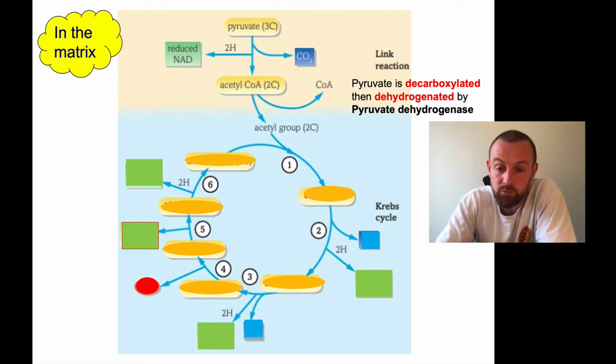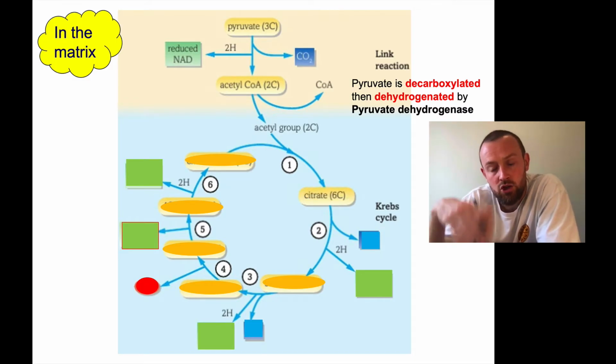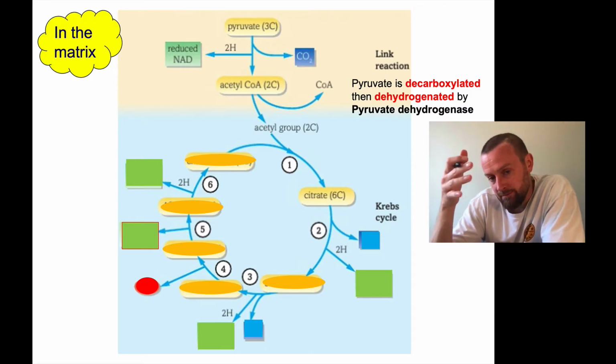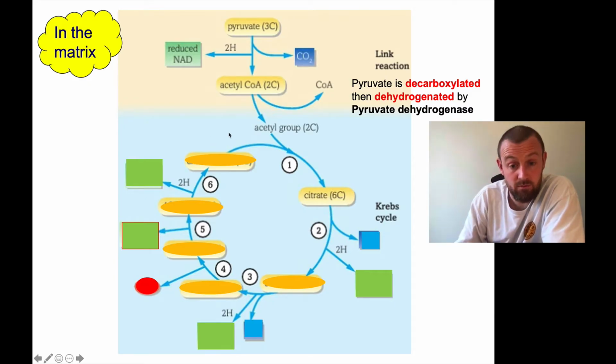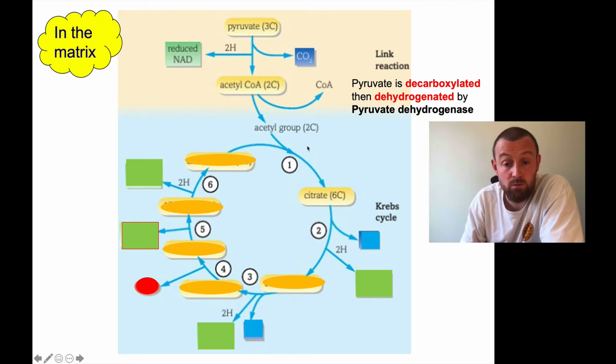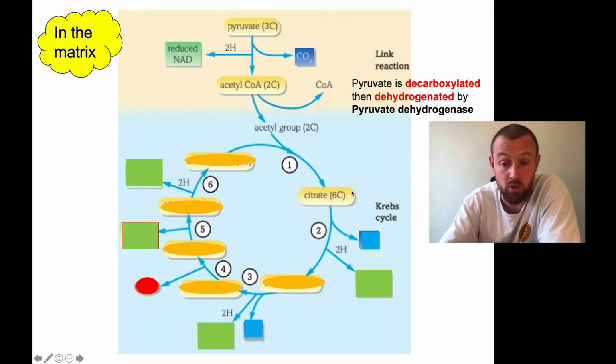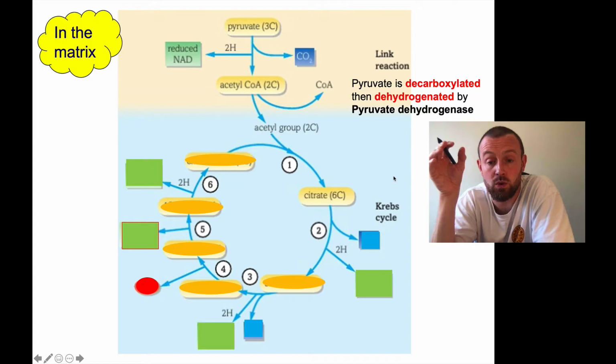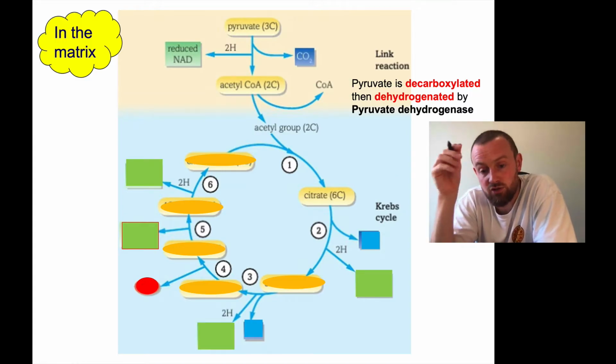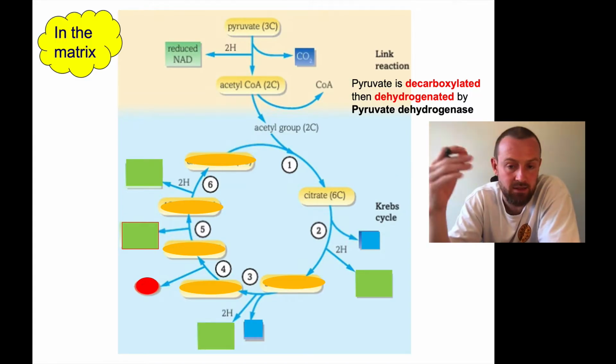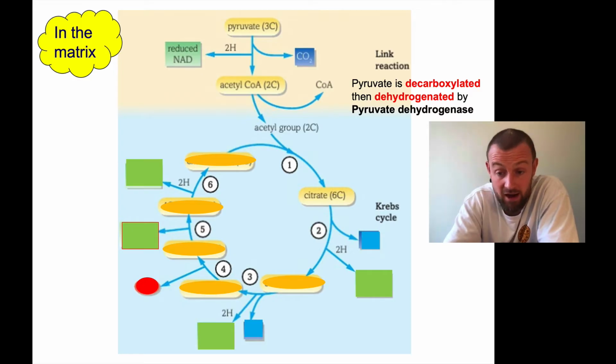So what's next? Well, the acetyl group joins on to a molecule, which we'll come to later. It joins on to something which is already there, coming around this way, and it forms something called citrate. You need to know this one. Citrate is a 6-carbon molecule. So citrate, the 6-carbon molecule, has quite a lot of energy in it, so we can extract some in the first step of the Krebs cycle.